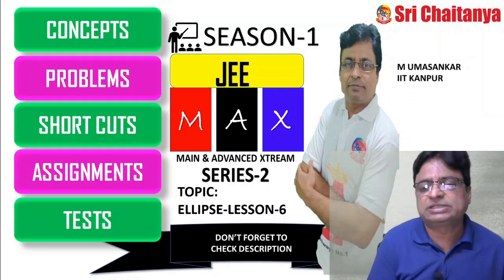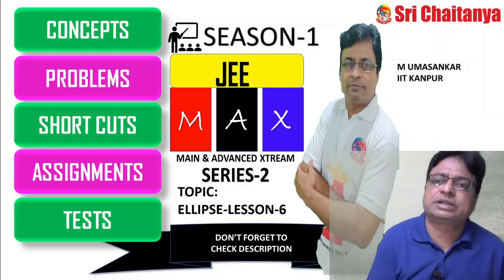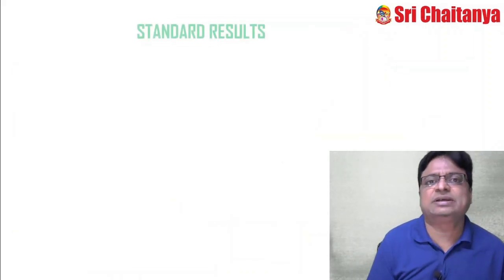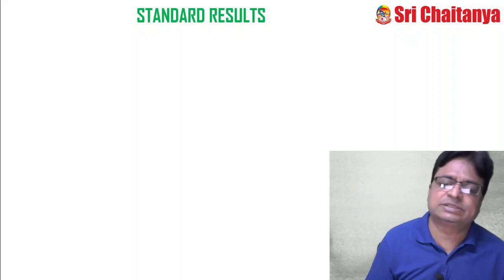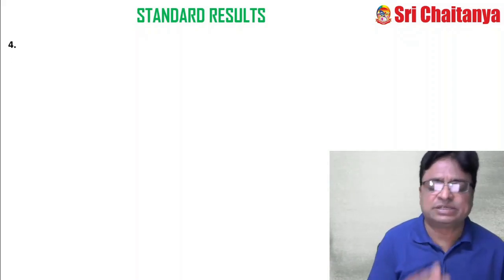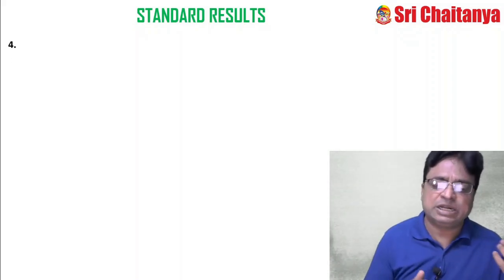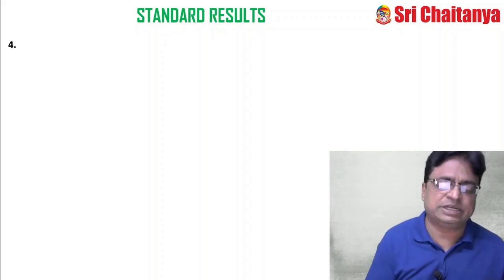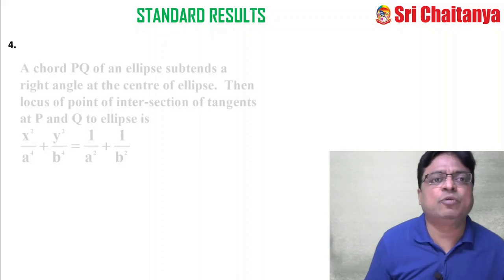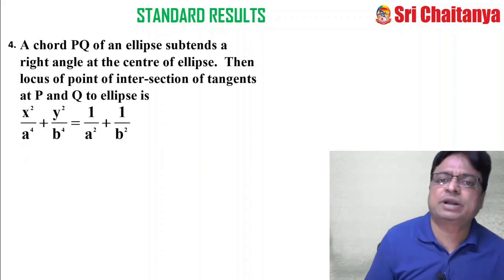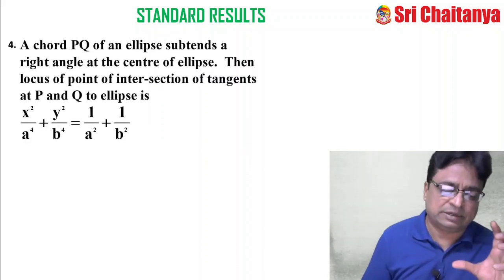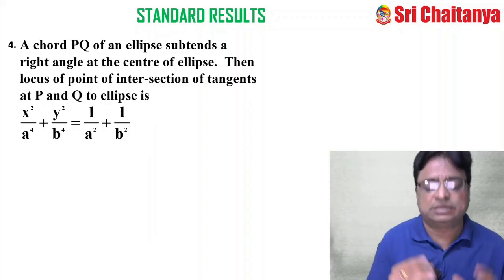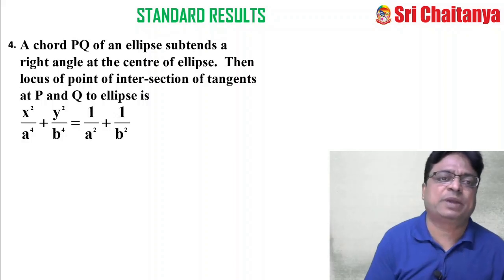And my friends, in lesson number 5 we concentrated on the standard results, and in continuation, in this lesson number 6 also we are concentrating on standard results. This is result number 4. In lesson number 5, we completed up to result 3. This is result 4. From a result point of view they are important, and from a formula point of view also they are very important. So here, try to understand the statement very properly.